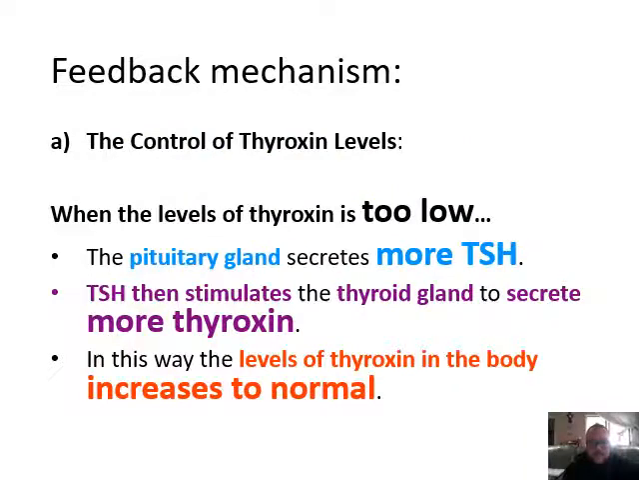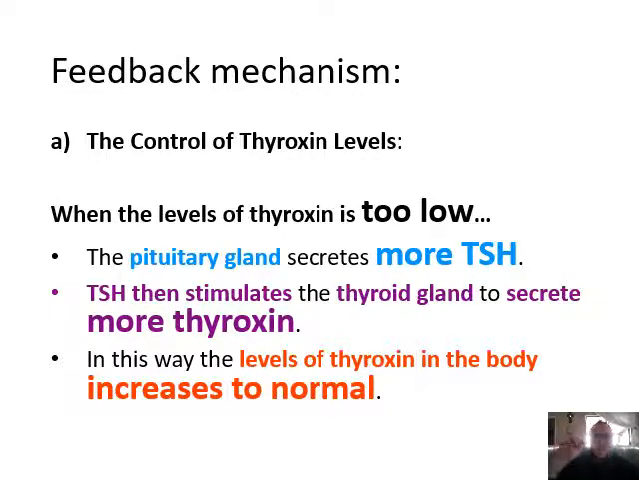Okay, so let's have a look at thyroid stimulating hormone. I'm going to use this as a good example for you guys. So, when the level of thyroxine is too low, the pituitary gland secretes more thyroid stimulating hormone. The thyroid stimulating hormone then stimulates the thyroid gland to secrete more thyroxine. In this way, the levels of thyroxine in the body increases to normal. And when it increases to normal, it inhibits the pituitary gland from releasing more thyroid stimulating hormone, which will stop the thyroid, which will stop the production of thyroxine.